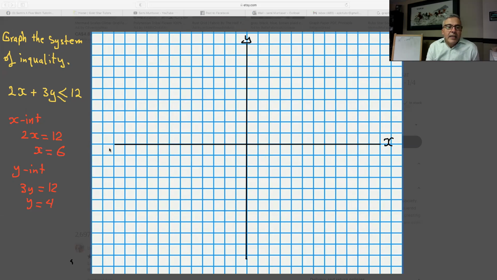So now knowing the x-intercept, which is 6, 1, 2, 3, 4, 5, 6, right there, and knowing the y-intercept, which is 1, 2, 3, 4, these are enough points to graph a very accurate graph. So there you go.